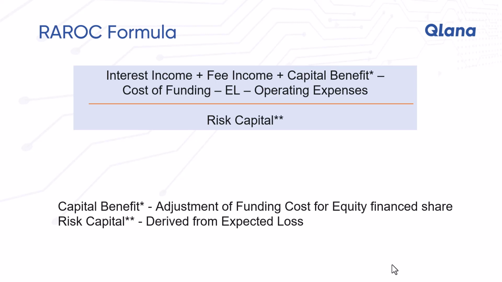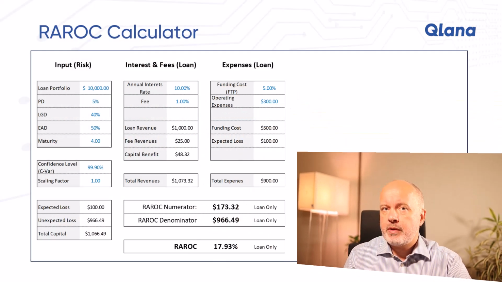Further, we need to credit back the capital benefit. Capital benefit refers to the fact that our loan is not fully financed by borrowed funds. Parts of the funding, namely the amount equal to the unexpected loss or economic capital, comes from equity. As we want to calculate the return on equity, we do not charge funding costs for that part.